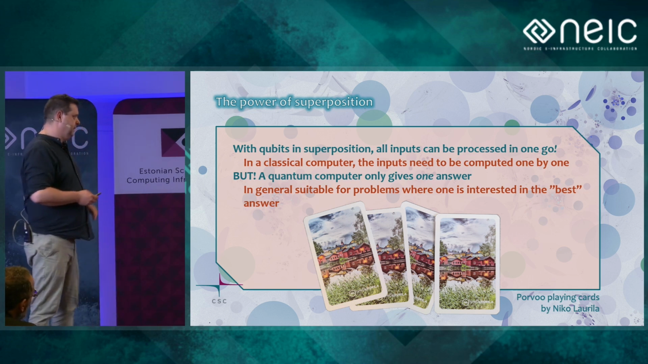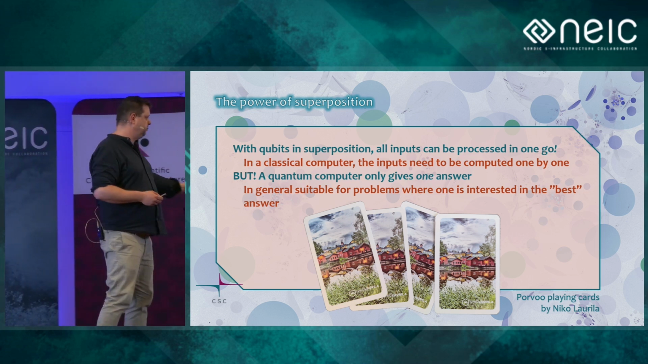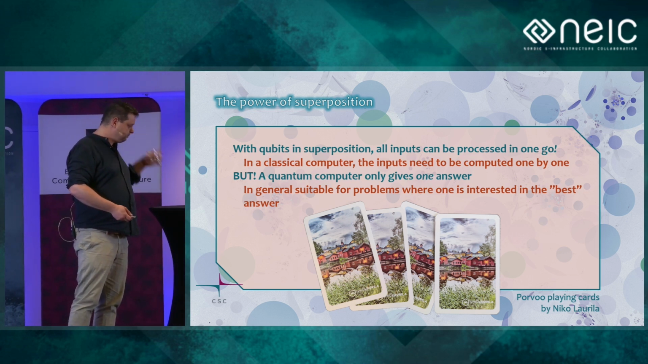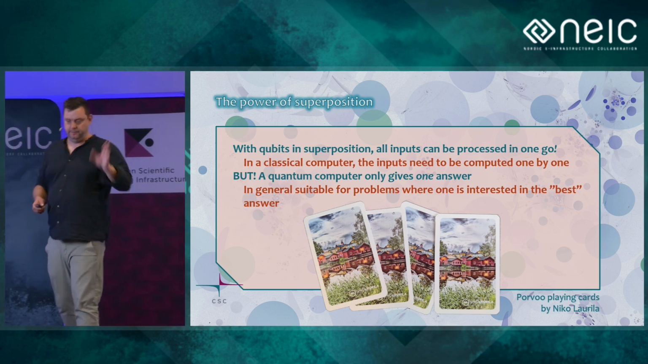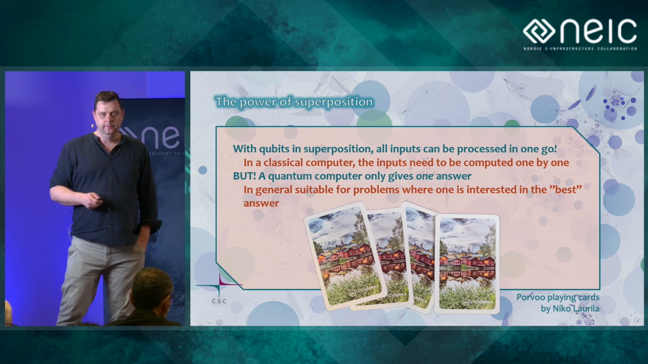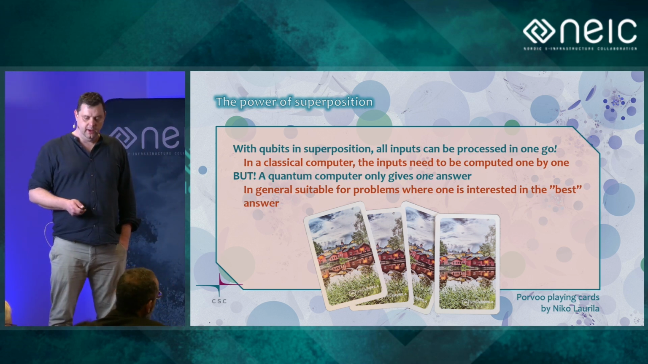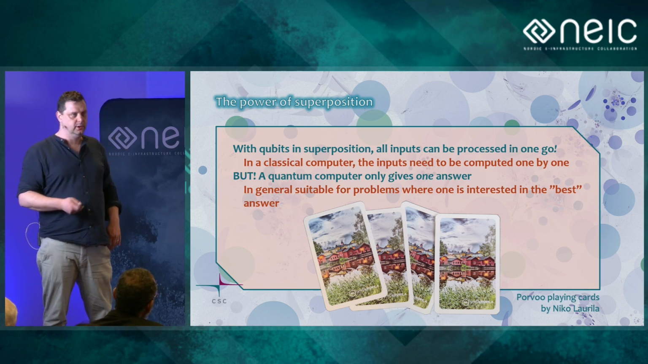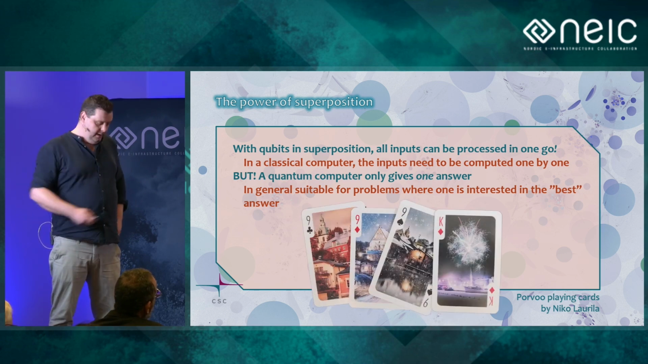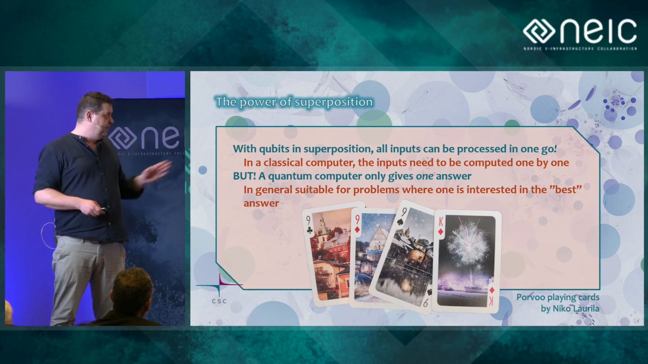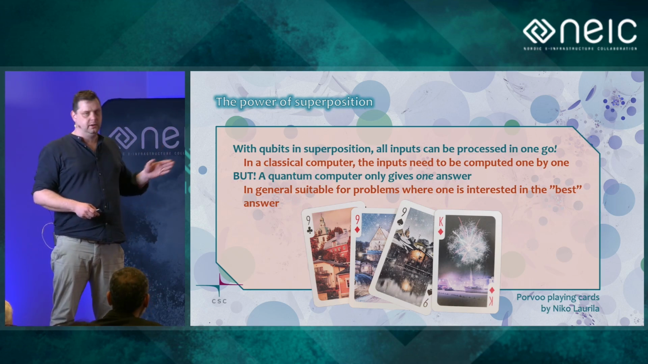So in general, this means that quantum computers are suitable for problems where one is interested in the best answer. So let's say we have 4 playing cards there, and we want to figure out where the king of diamonds is. And that's a rather typical task for a quantum computer, because then we can feed all these 4 unknown cards into the quantum computer at once, and then it will tell us that the king of diamonds was the 4th card.